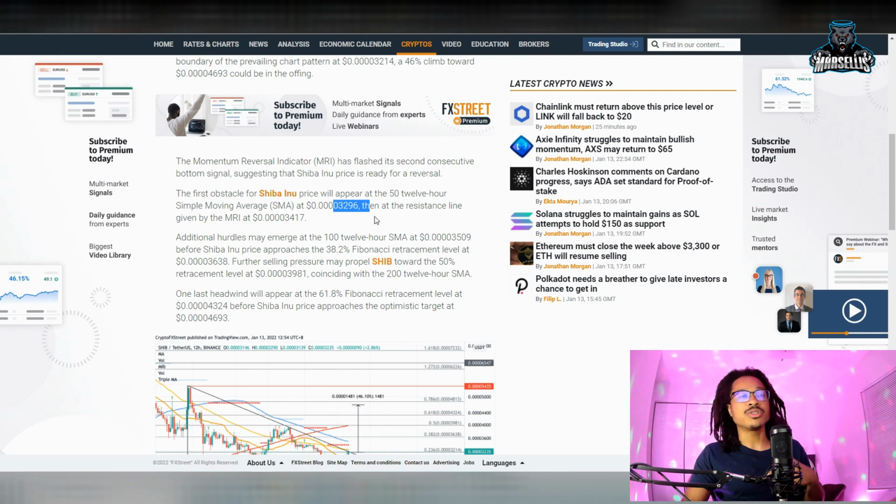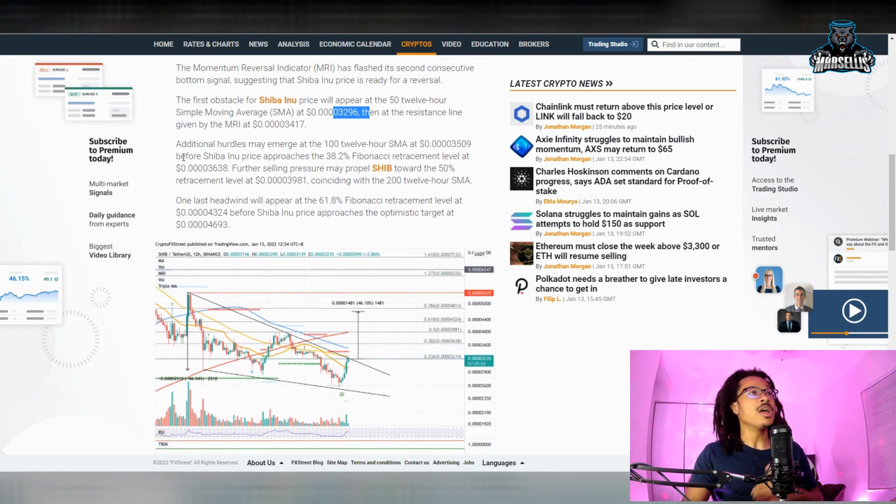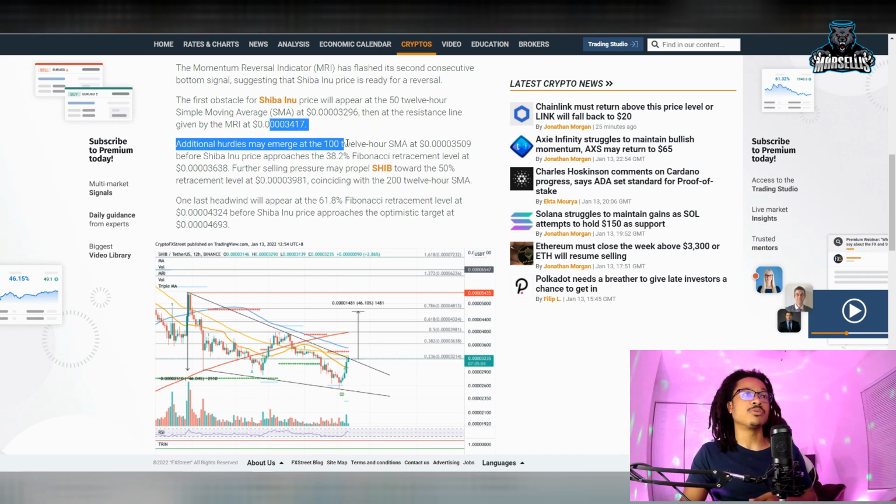And that's why I was saying the 32 area is a huge line of resistance for us. We definitely need to get above that. If we can't, we're going to be bearish. If we can, we're going to be very bullish for Shiba Inu. So the next level of resistance would be that 3-4.